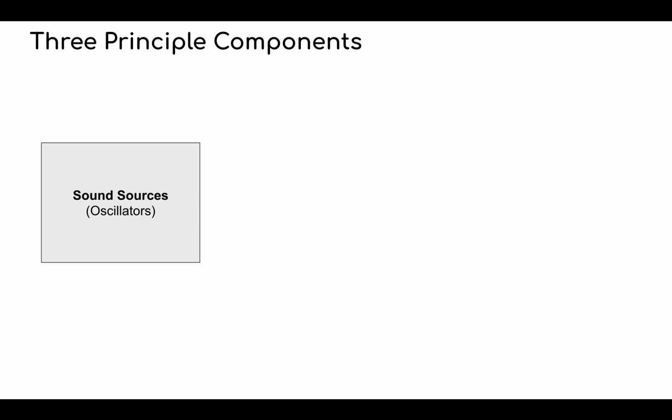So for our sake, there are really three principal components for every synthesizer, okay? The first one is the sound oscillators, or the sound sources, the actual things that are making sound. In this case, it's going to be an oscillator, right? Something that moves back and forth. A sine wave, a square wave, a rectangle, something that makes sound, all right?